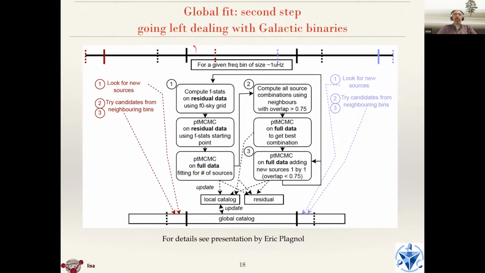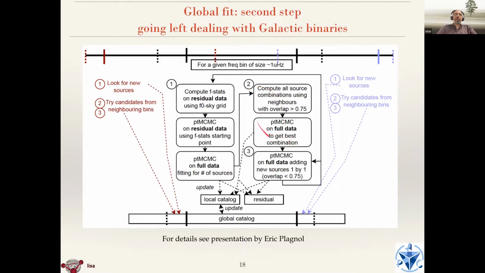Every time we add a source to the local catalog, we check if it overlaps with signals on the left and signals on the right, because we're running parallel searches on each of these subsegments. If the signals overlap strongly with its neighbors, the neighbors are added to this pipeline to make sure we're not cutting signals in parts and having problems with fitting. Basically, again, we're adding signal by signal. However, it's not very good.